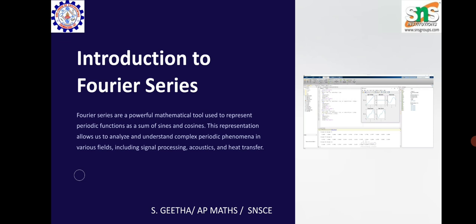In this session, we are going to discuss half-range sine and cosine series. Already we know that Fourier series are a powerful mathematical tool used to represent periodic functions as a sum of sine and cosine terms. This representation allows us to analyze and understand complex periodic phenomena in various fields, including signal processing, acoustics, and heat transfer.